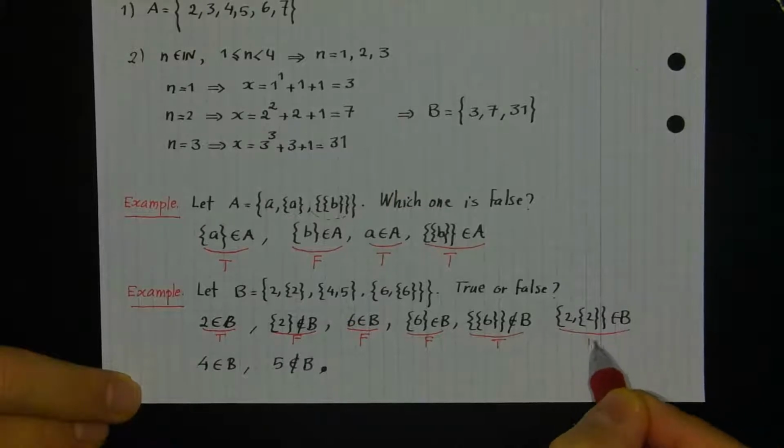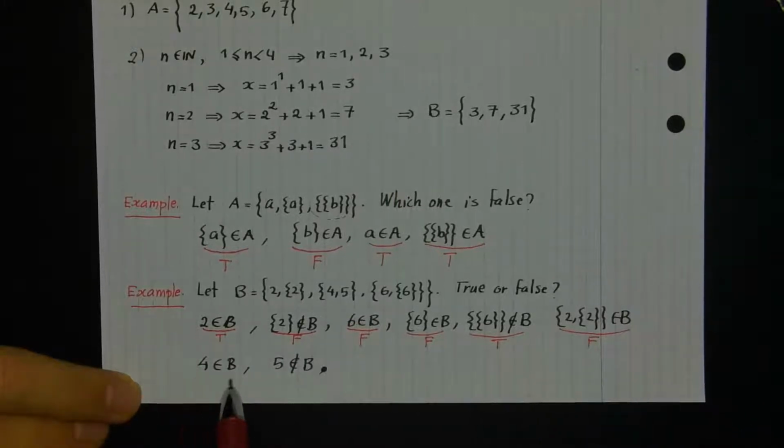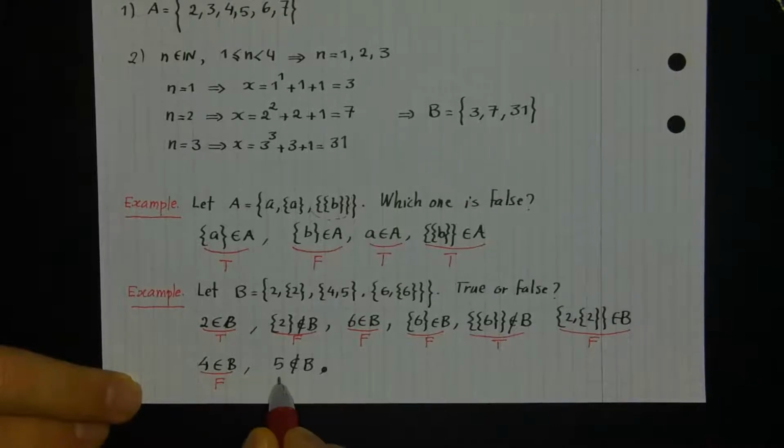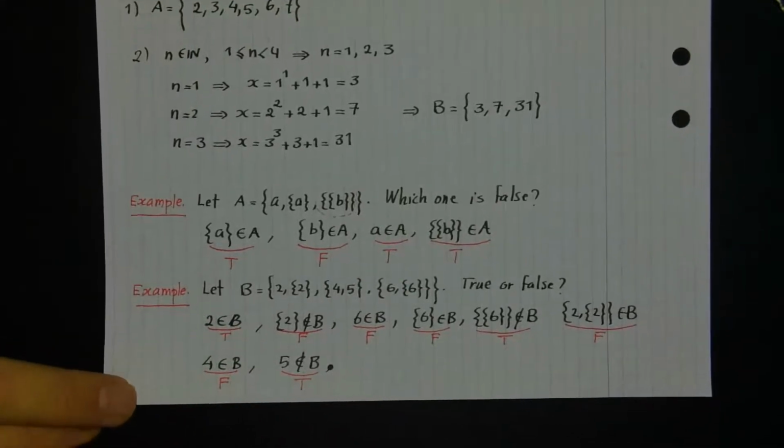And the next ones I think are easy. 4 belongs to B. Hopefully everyone realizes that this is also a false statement. 5 does not belong to B. It's a true statement. Yes? Okay, so let us go to the next page.